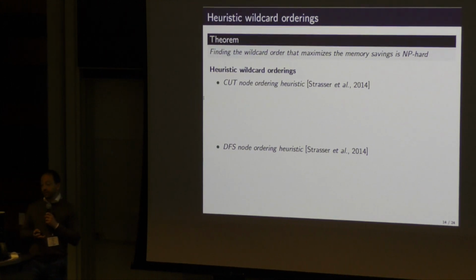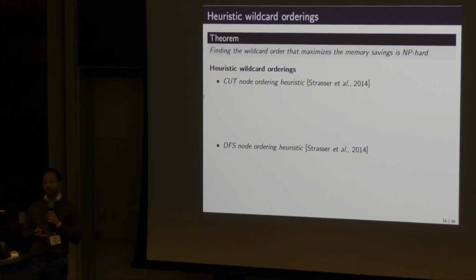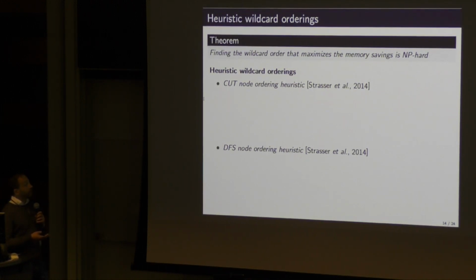In the paper, we show that using YCards in a way that maximizes the memory saving is NP-hard. So since finding the optimal ordering is too complex, here we discuss two suboptimal orderings. These orderings derive from two existing heuristics, CAT and DFS, that have been previously proposed by Strasser and others. In that work, these heuristics are used to order the columns of the first move matrix, while here we discuss their use to order YCards.